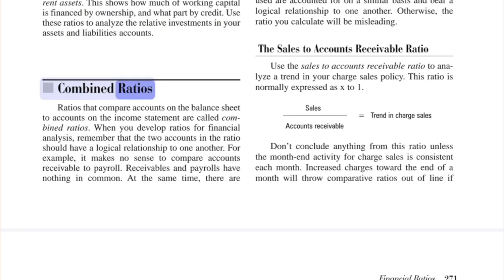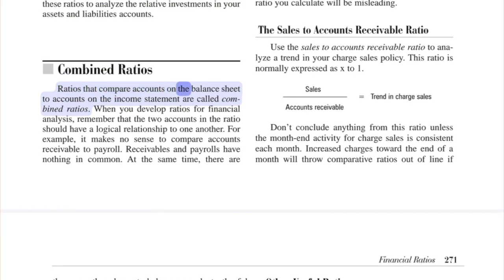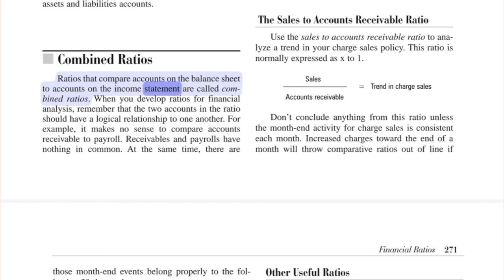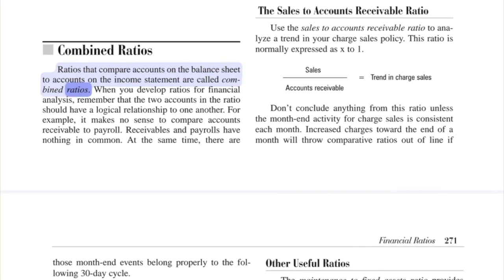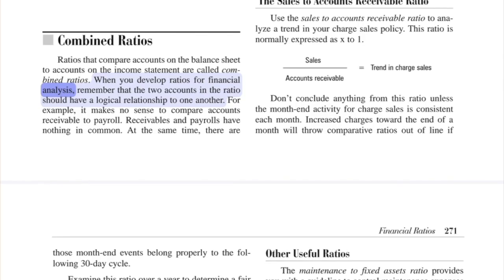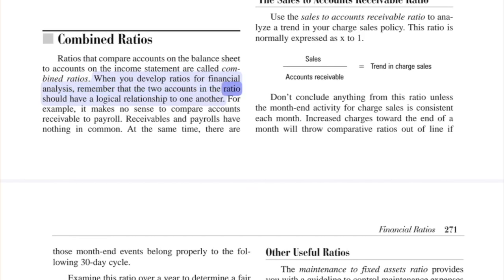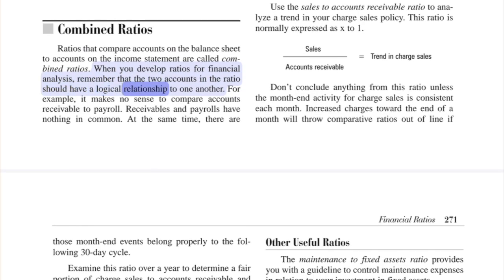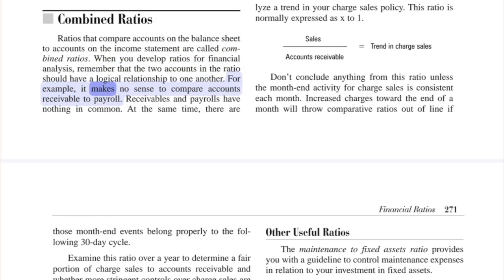Combined ratios. Ratios that compare accounts on the balance sheet to accounts on the income statement are called combined ratios. When you develop ratios for financial analysis, remember that the two accounts in the ratio should have a logical relationship to one another. For example, it makes no sense to compare accounts receivable to payroll.